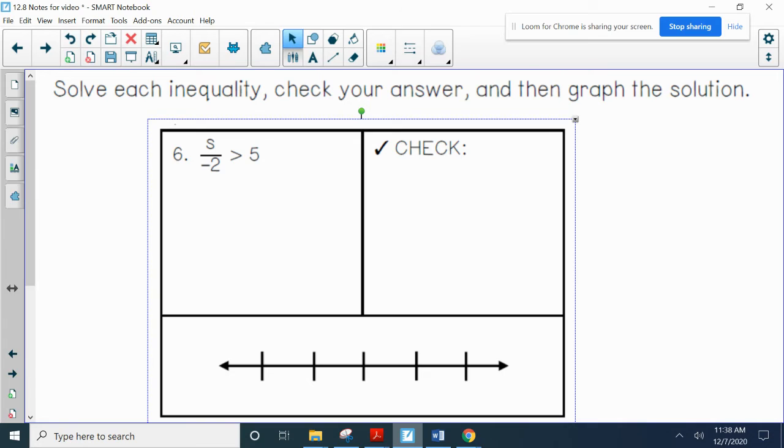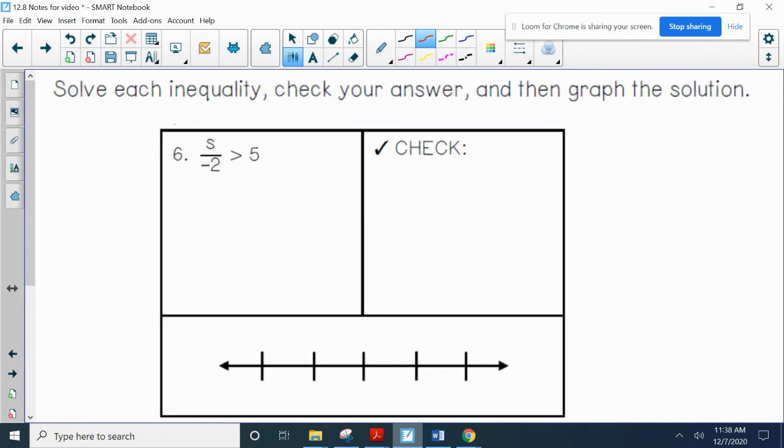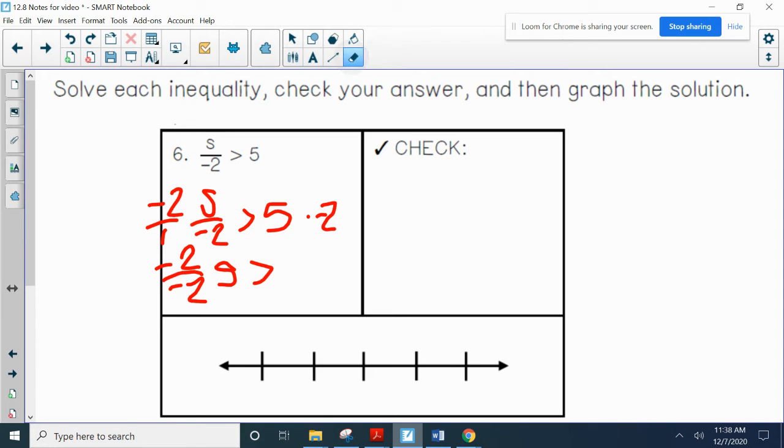Okay, so in order to get rid of division, we need to multiply. So we have S divided by negative 2 is greater than 5. To get rid of the division by negative 2, we're going to multiply both sides by negative 2. So negative 2 over negative 2. S is greater. It's not greater. We divided by negative 2, so it's less than 5 times negative 2, which is negative 10.